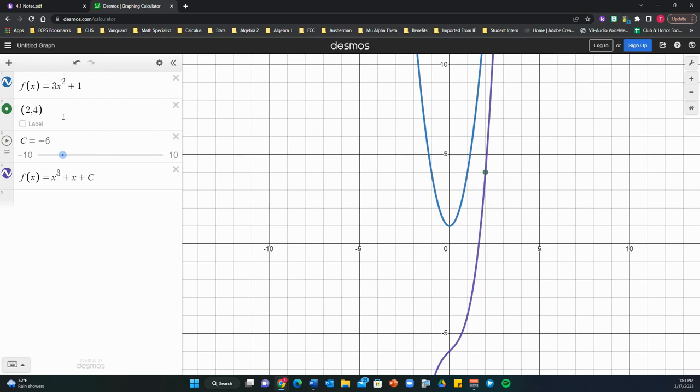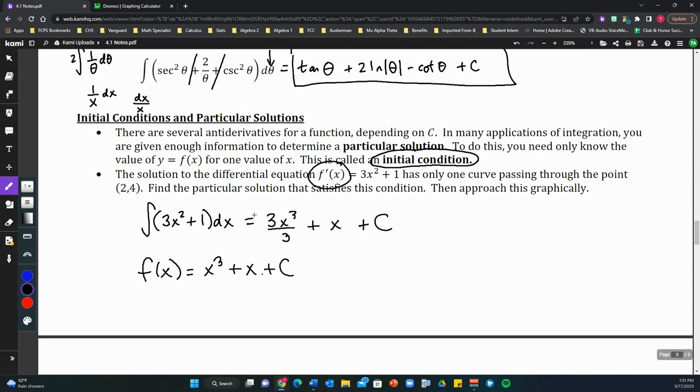Our job is to take this extra piece of information, our initial condition, and solve for c so we know exactly which particular solution we are searching for. To do that, 2 is our x, 4 is our y, so we're just going to substitute in for x and f of x, and then solve for c. So that looks like this. 4 is our output when x equals 2. So we substitute 2 in for x and solve for c. 2 cubed is 8, 8 plus 2 is 10, so 4 equals 10 plus c, and when I subtract 10 from both sides, we get -6 equals c.